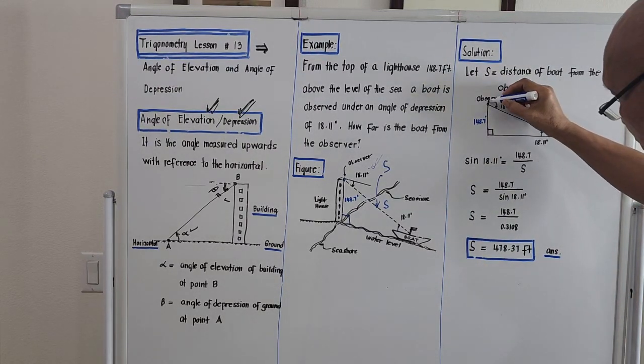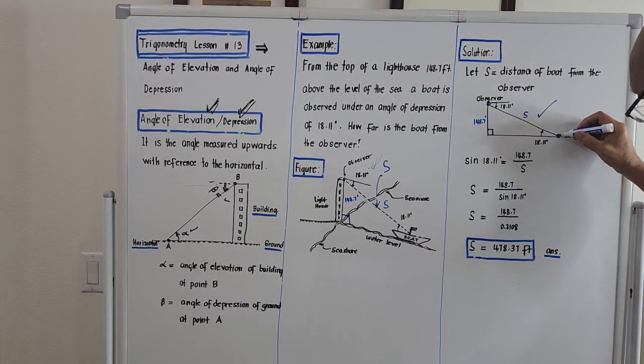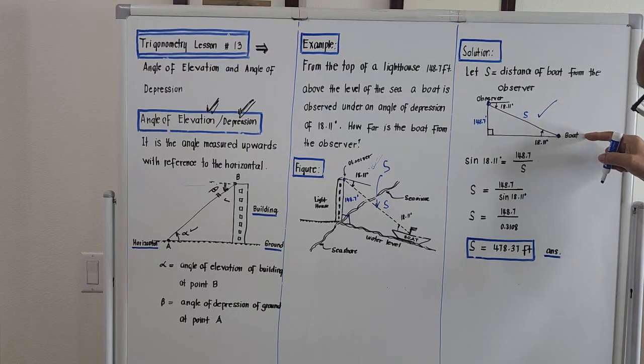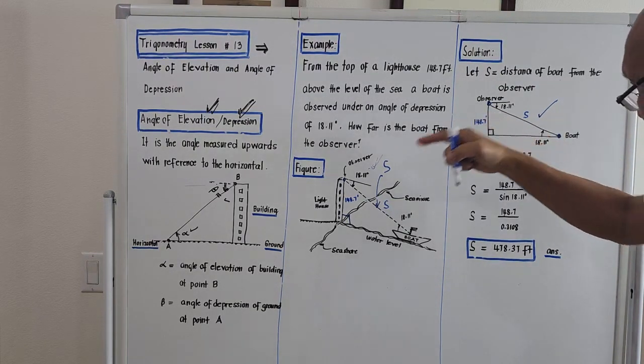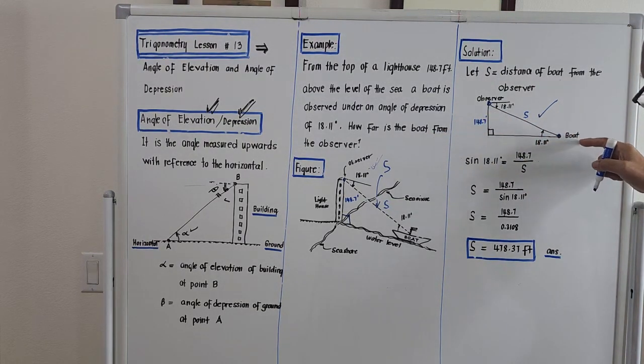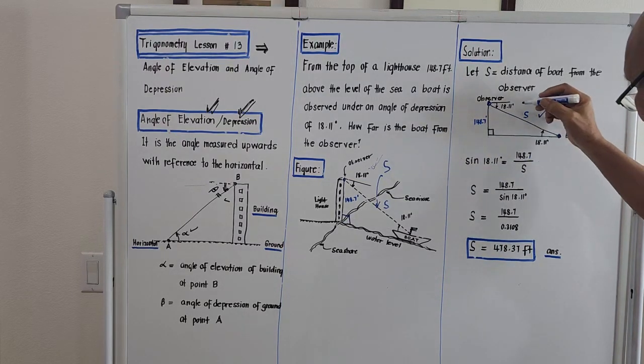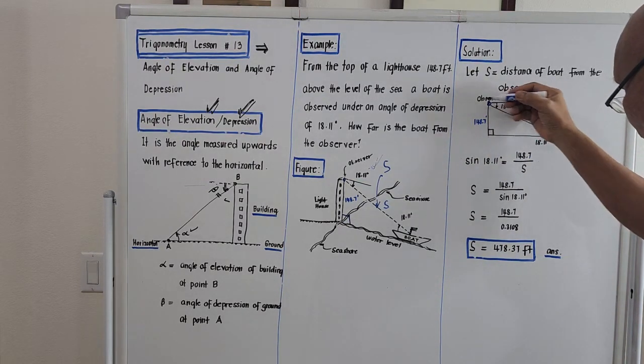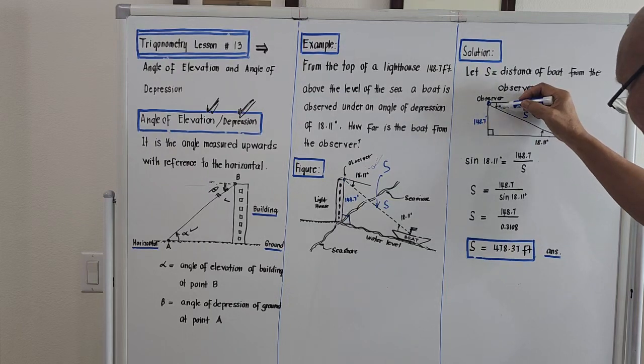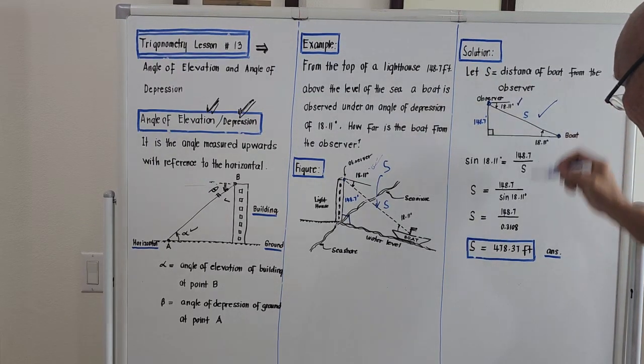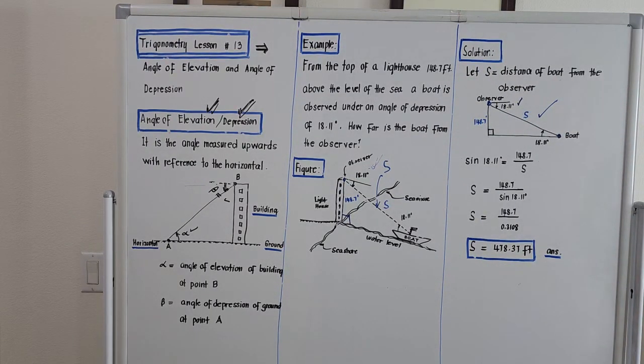This is the observer. And this is the boat. As per the verbal problem, the angle of depression of this boat is 18.11 degrees. So with respect to the horizontal, this angle here is 18.11 degrees.